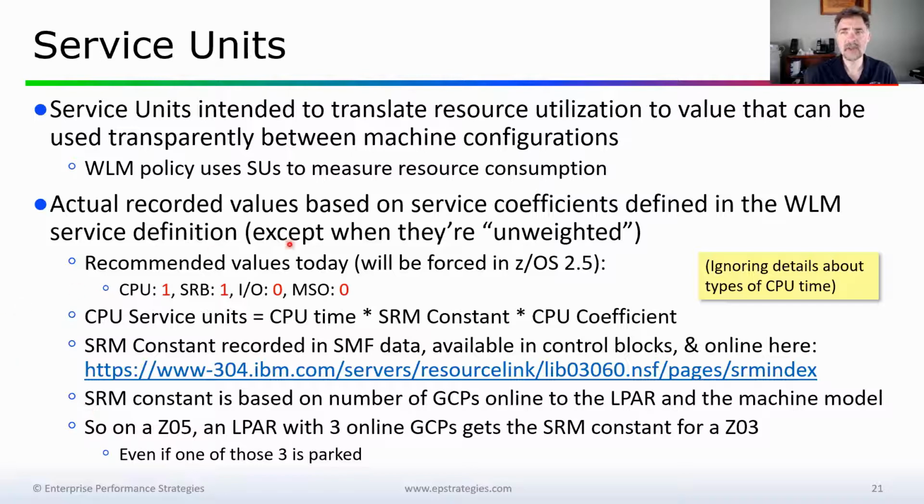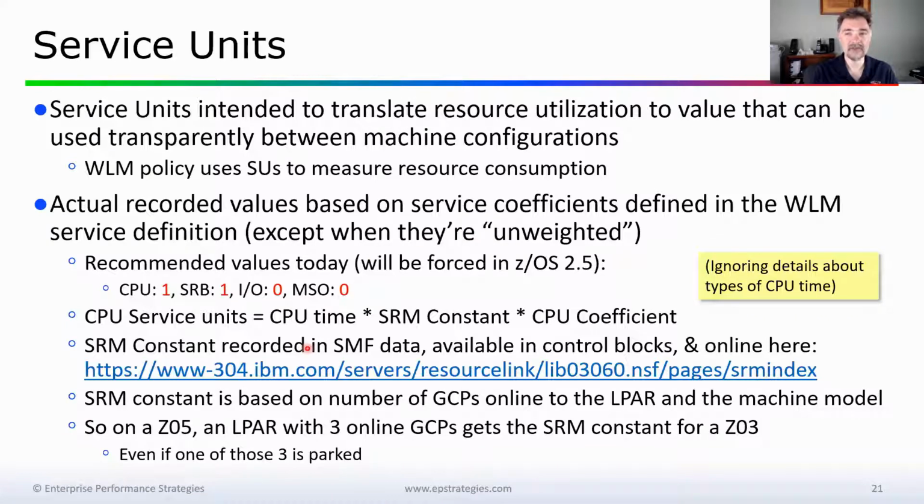Now, the actual recorded values are based on the service coefficients defined in the WLM service definition, except when they're not. So most of the time you'll have weighted service units in the records. Occasionally you'll come across a record or a field that has unweighted service units. The recommendation, though, is to set those coefficients for CPU and SRB, which affects the service units consumed on the CPUs, to 1, which means the weighted and the unweighted values are the same. So assuming that you follow that good advice, then you don't really have to worry about the difference between weighted and unweighted service units.